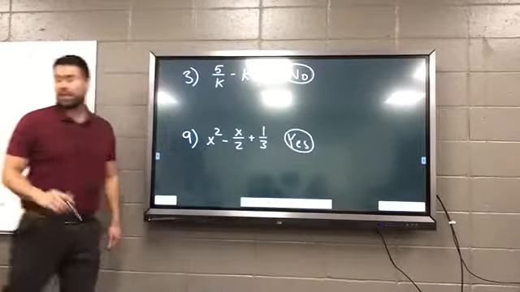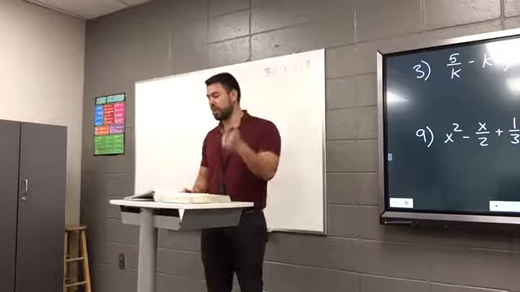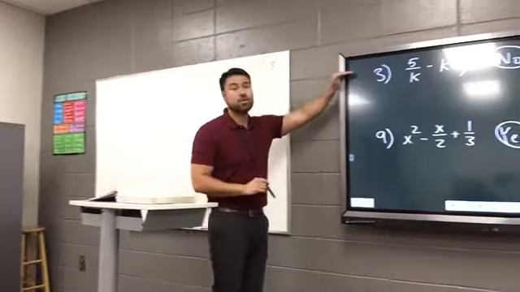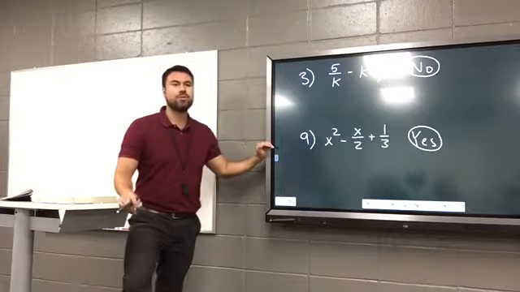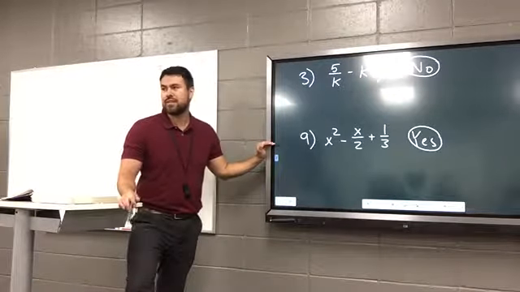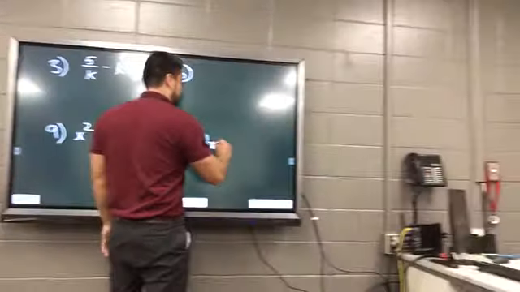Then, if the expression is a polynomial, identify it as monomial, binomial, or trinomial. So this one you're already done with because it's not a polynomial. But number 9, monomial, binomial, trinomial. Which one is it? Maggie? Trinomial. So you have to put trinomial.